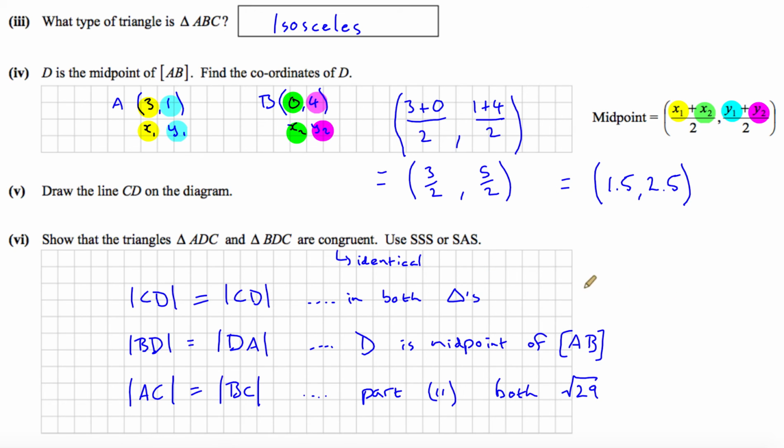So we have used side, side, side to prove congruency. So you just say therefore triangle ADC and triangle BDC are congruent, because we have proved side, side, side for them. And that's the end of the question.